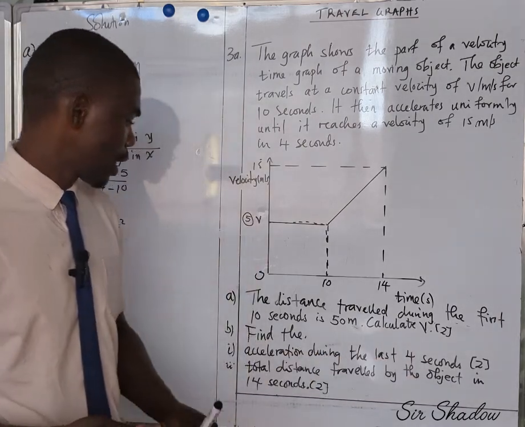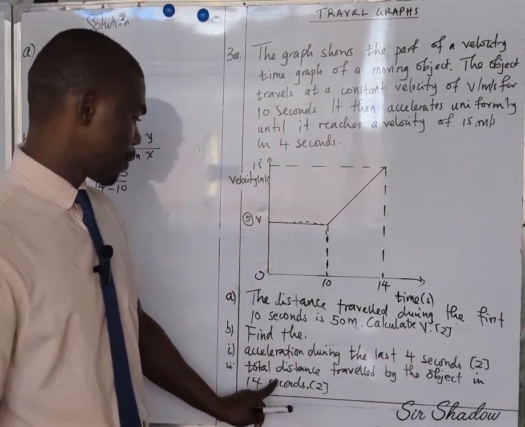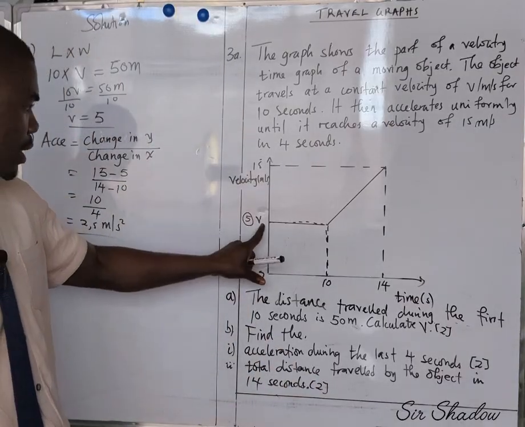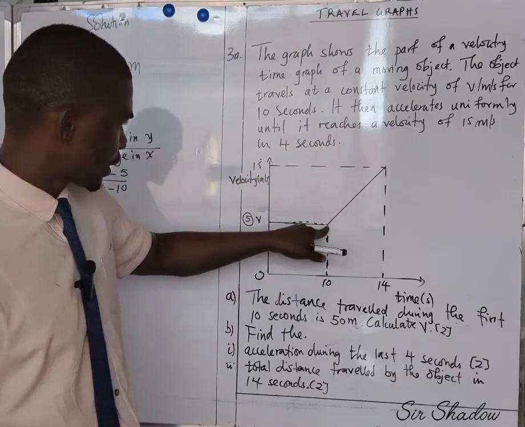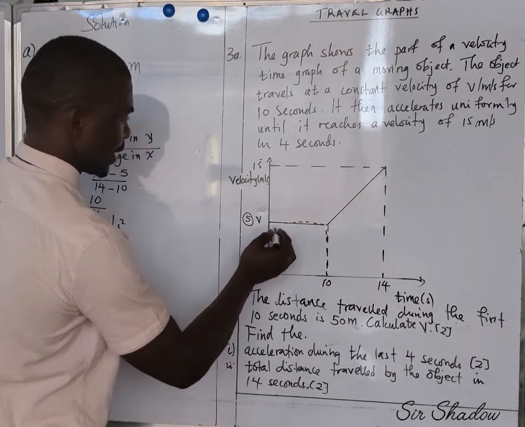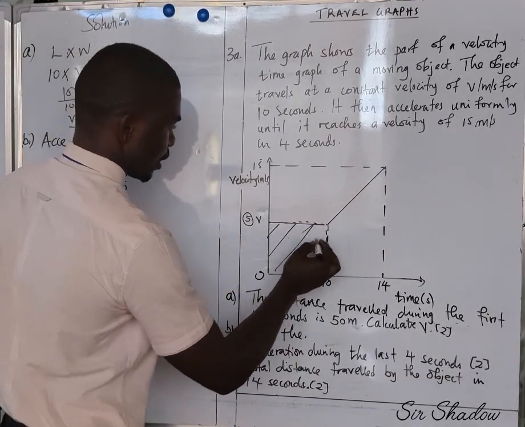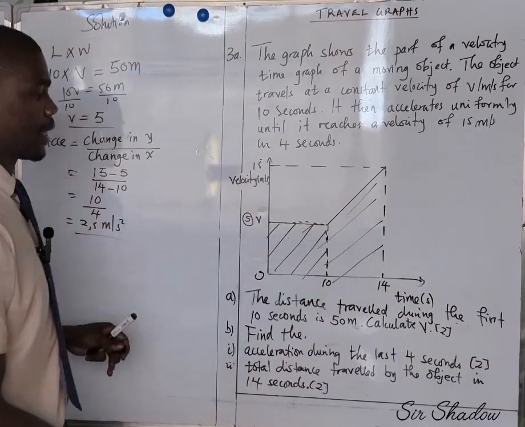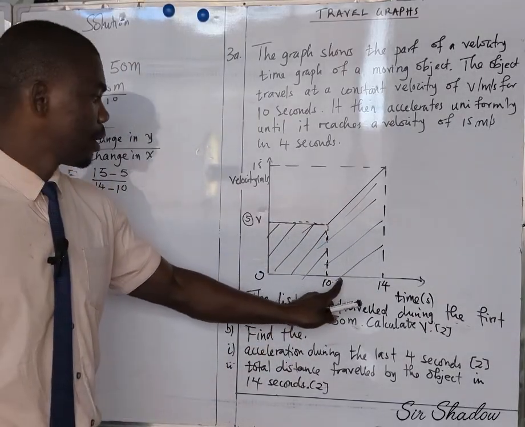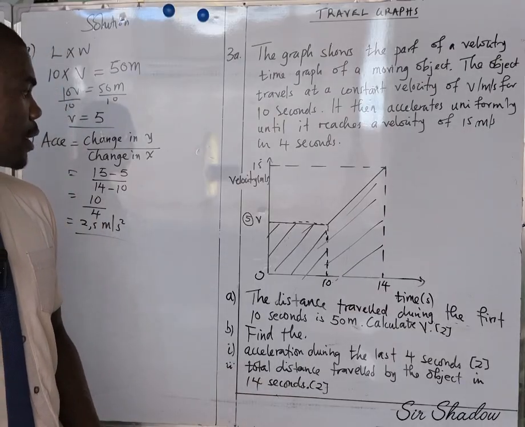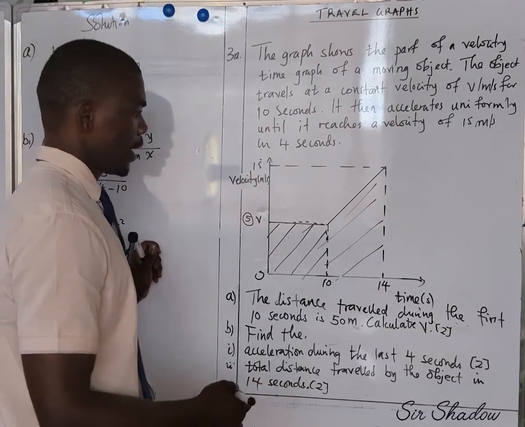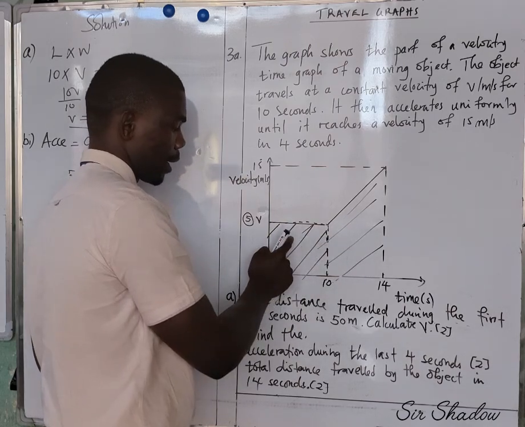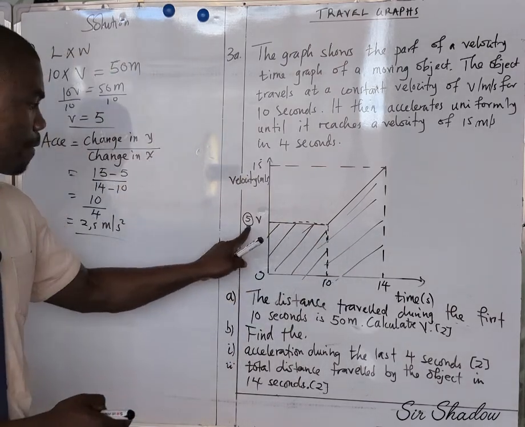So from acceleration, let's now move on to the last question. Find the total distance traveled by the object in 14 seconds. From this point, which is 10 seconds to 40 seconds. So we want to find this area, because distance covered is equal to area under the graph. We want to find the area under this. I think it's wise for us to make it easier. I just add this area plus this area. Area of a rectangle, both 5 here, 10 here.